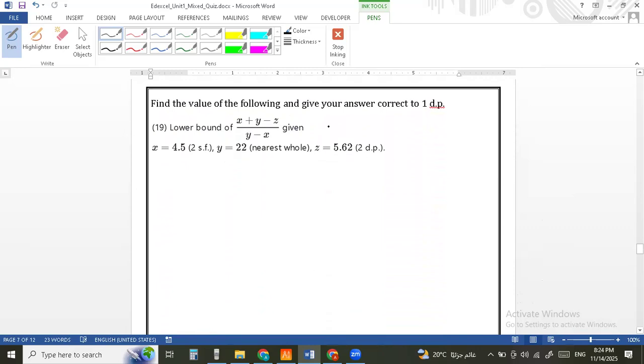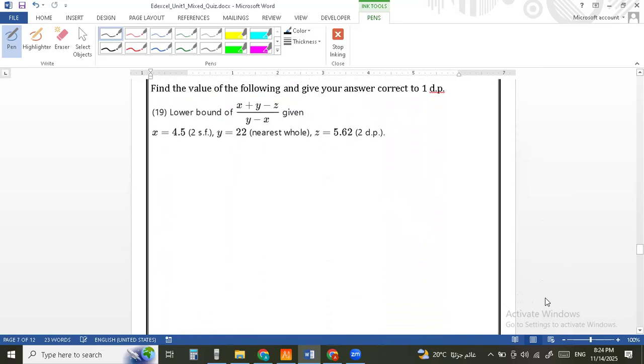Find the value of the following and give your answer correct to one decimal place. They have given you here, they wanted the lower bound of this expression, knowing that x is 4.5, y is 22, rounded to the nearest whole number, and this to two significant figures. z is 5.62 to two decimal places. How can I do this? First thing, mister, I must find the lower and the upper bound of each one of them. Mr. Omar, they wanted the lower bound only, so I need to find the lower bound of each one of them. No, the lower and the upper bound of each one of them.